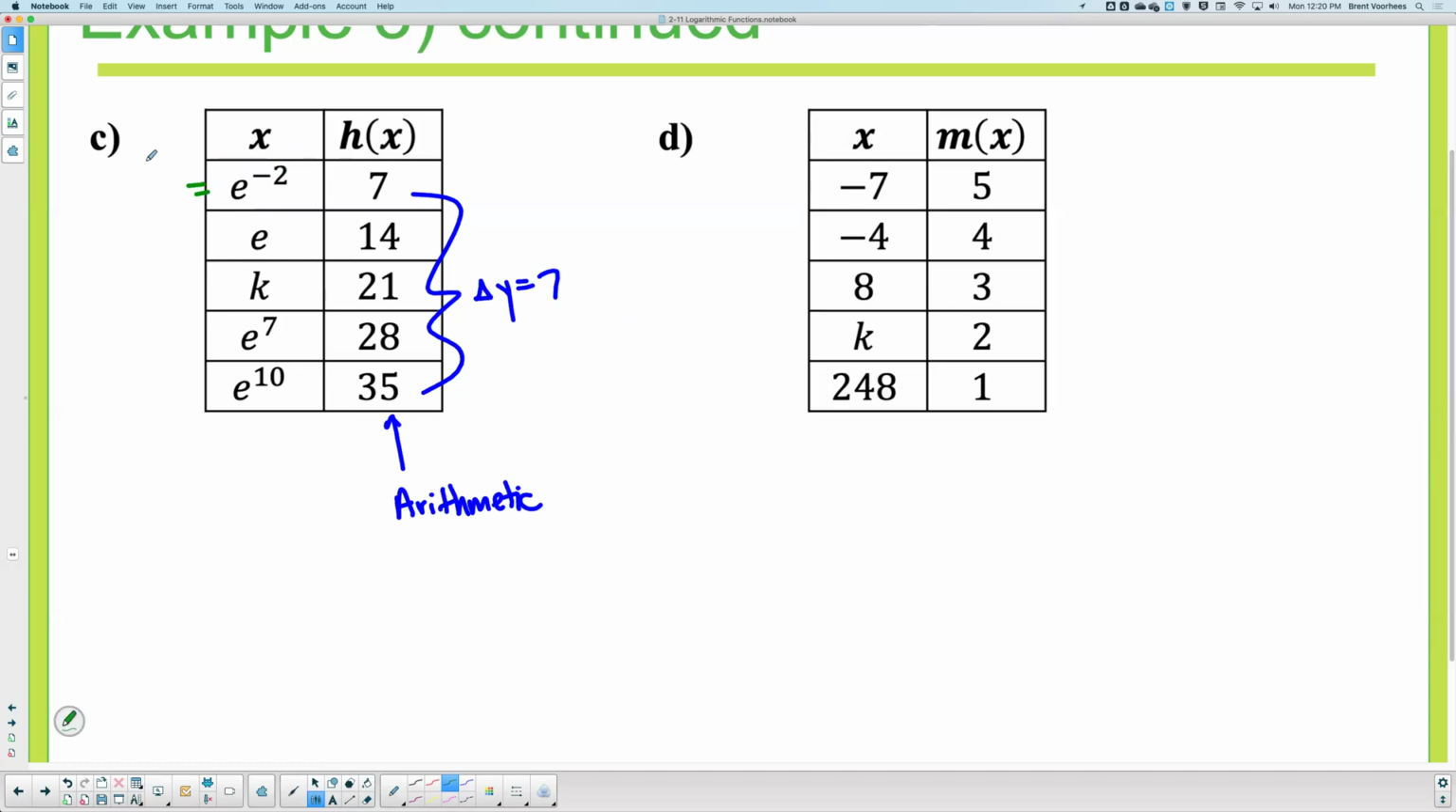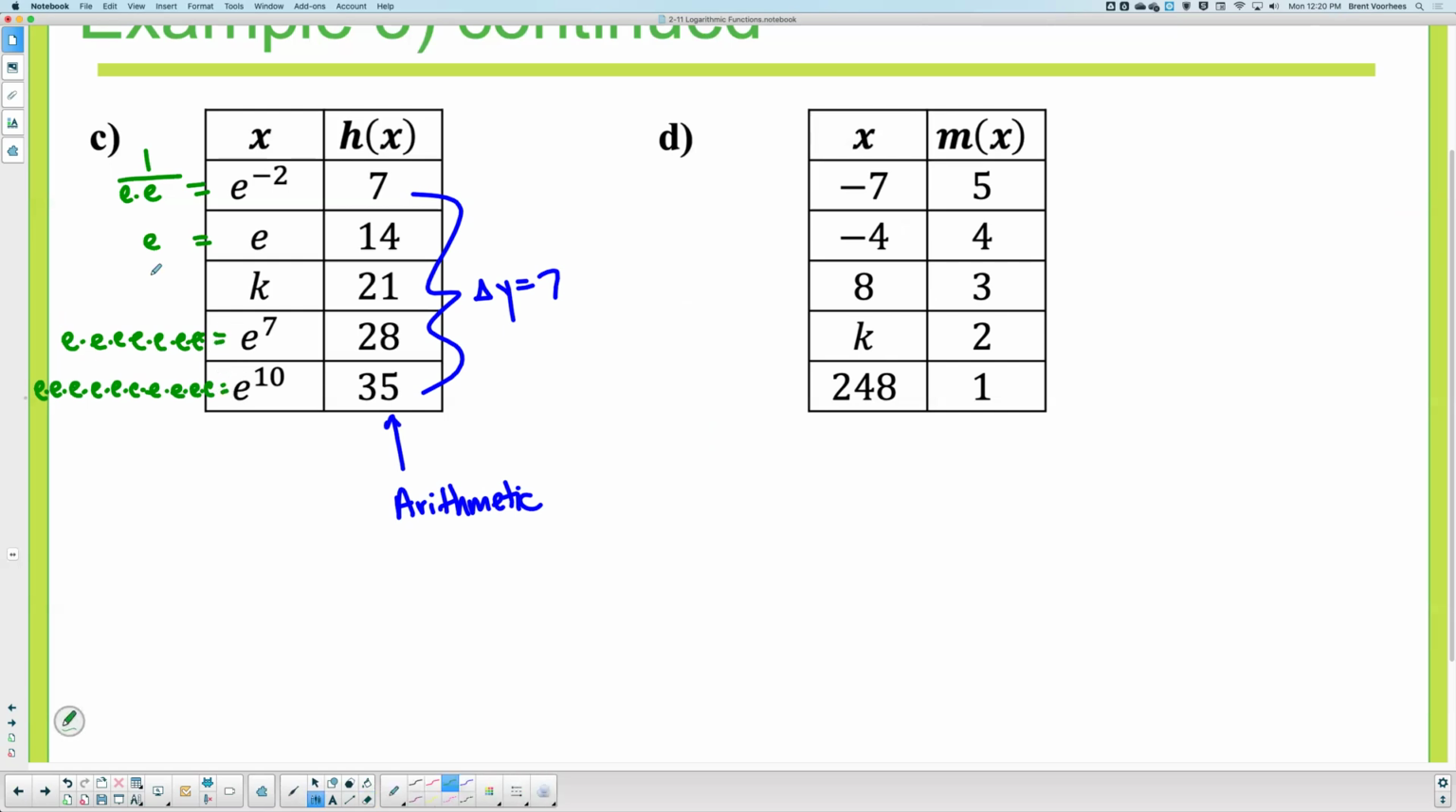E to the power of -2. A negative power means it's in the denominator. That means it's like E times E in the denominator. Does that make sense? Well, this value would just be E. This one we don't know. E to the 7th would be like E times E times E times E times E times E times E. 1, 2, 3, 4, 5, 6, 7. Okay. And then finally, e to the 10th. Okay. There's 10 of them there.